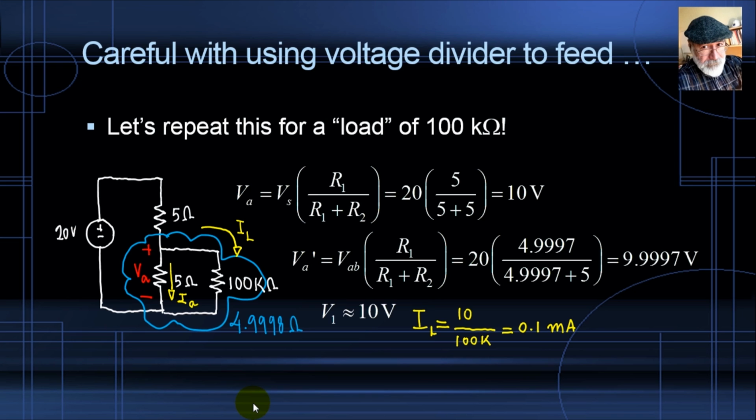While the current in the voltage divider 5 ohm resistor is 10 volts divided by 5, that is 2 amps. Check it out. The current that the load is draining of the voltage divider is 20,000 times smaller than the current in the voltage divider. No kidding. The voltage divider is practically unloaded.